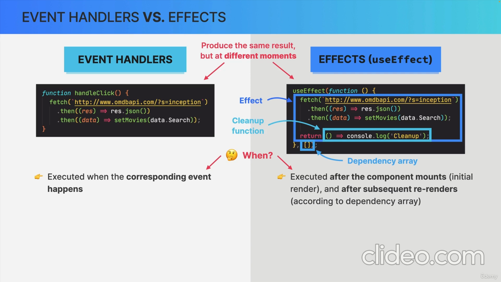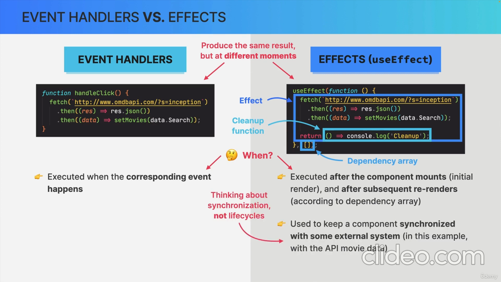However, we should actually not think about life cycles, but about synchronization. So the real reason why effects exist is not to run code at different points of the life cycle, but to keep a component synchronized with some external system. So in this example, that would be to keep the component in sync with the movie data that comes from some external API. And if that sounds super confusing, keep in mind that this is just a first introduction to effects. We will come back to all this after having used the useEffect hook a bit more in practice.